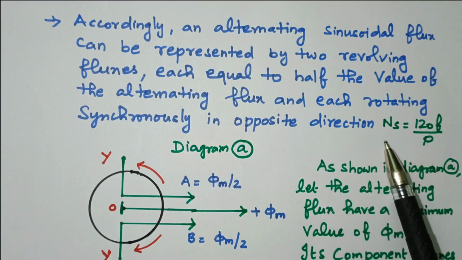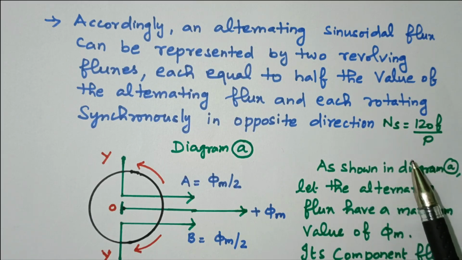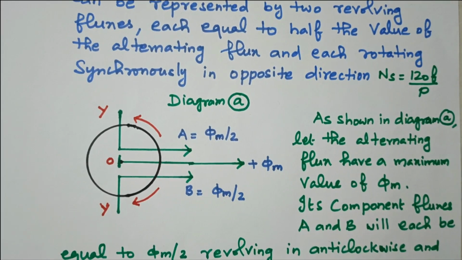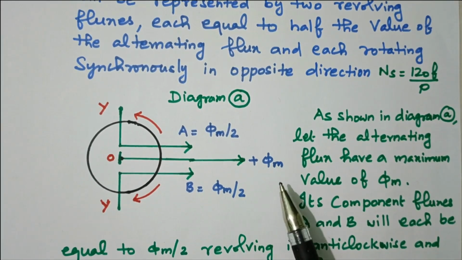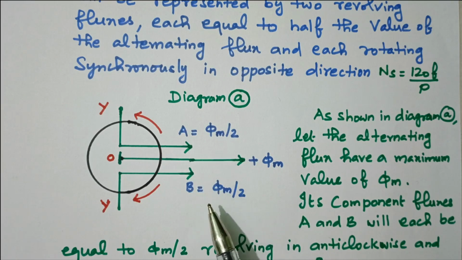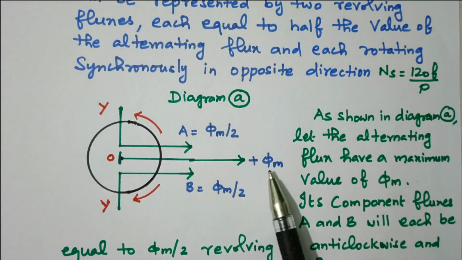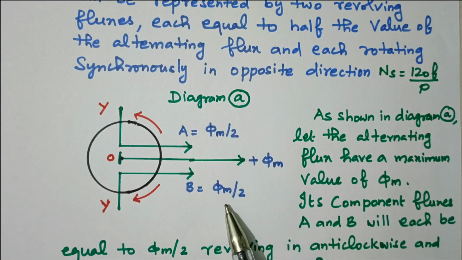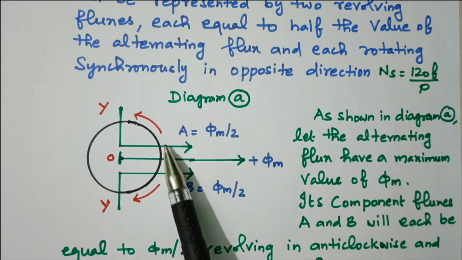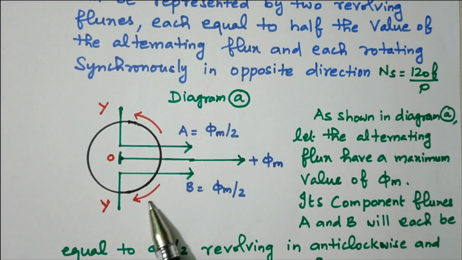We know that synchronous speed N is equal to 120 f by P. F is frequency, P is the number of poles. Now we refer to diagram A. So this is the net flux, maximum value of flux phi m, that is now divided into two equal parts, phi m by 2 A and another phi m by 2 B. Right, the total flux is divided into two halves, A and B, rotating in opposite directions. A rotates in this direction, B rotates in that direction. Both are in opposite directions.